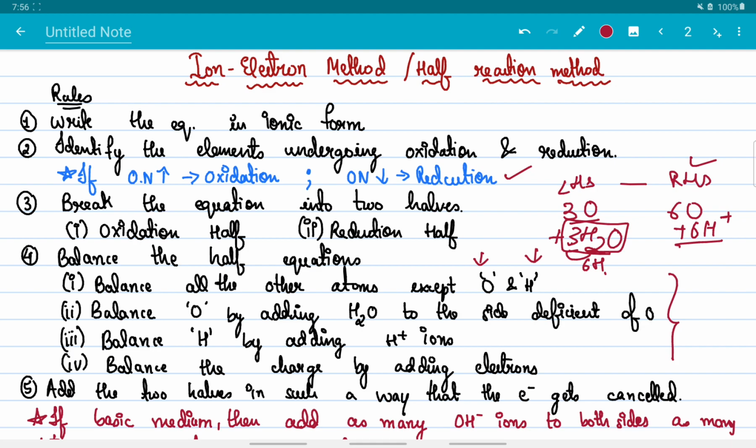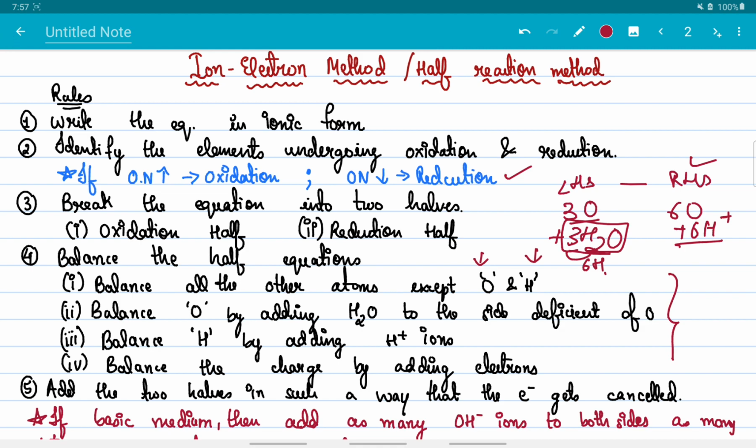Okay, so now this is done, balancing of oxygen and hydrogen. Now the next step is, in both the half equations, you have to balance the charge also by adding electrons. If you remember, in the starting we wrote the equation in the ionic form, that is, we mentioned if there is any positive or negative charge in the equation. So there are charges also on the equation.